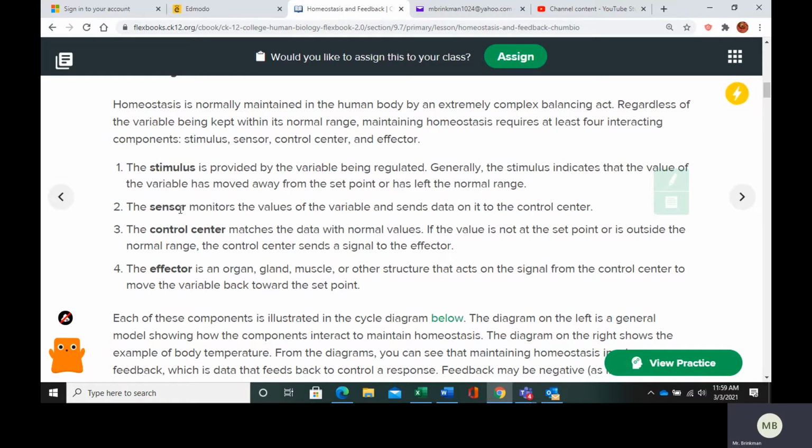The sensor is going to monitor the values of the variable and send data to the control center. The control center is going to compare this data with what would be normal values. If the value is not normal, the control center is going to send a signal to the effector, which is going to be an organ, gland, muscle, or some other structure that acts on the signal it gets from the control center to move the variable back toward the set point.